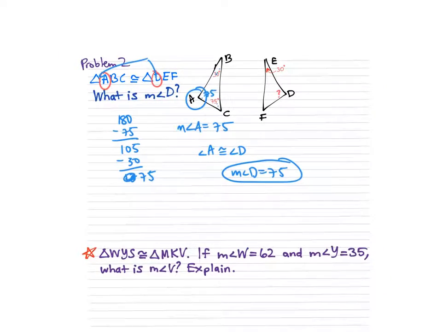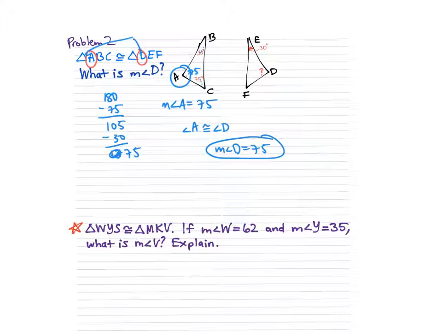Okay, so try this next one on your own. There's no picture, but you can draw a picture. This is what you want to do here, right? There's triangle WYS, and then triangle MKV. Measure of angle W is 62, so draw a picture. Measure of angle Y is 35. And then see if you can figure out what the measure of angle V is. So push pause, try it on your own, and then check back for the solution.